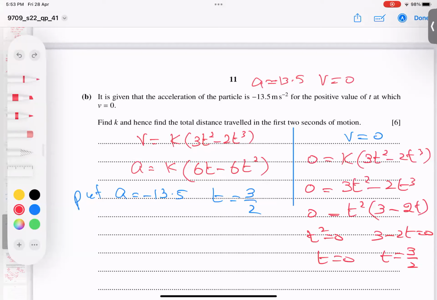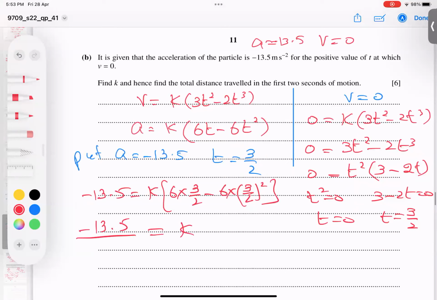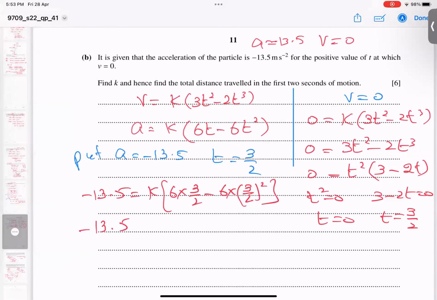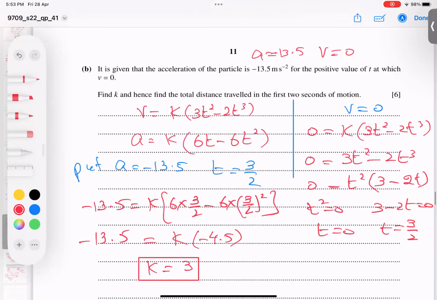What is the logic behind it? Acceleration is −13.5 in K as it is, 6 times 3 by 2, and 6 times (3 by 2) to power 2. I hope it is clear. And when I simplify, this will go on the right hand side. One minute, please. When I type it in the calculator, students, it is coming negative 4.5. And when it goes down, I get K equal to 3. So, Alhamdulillah, K is done.